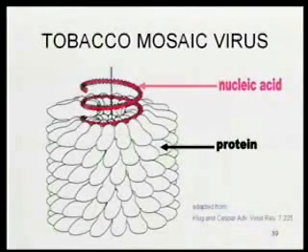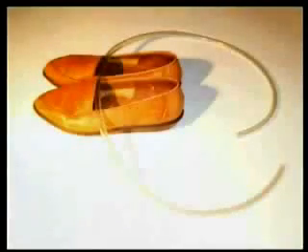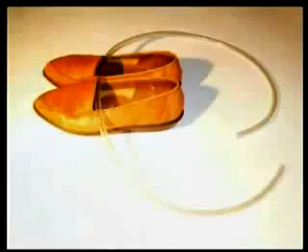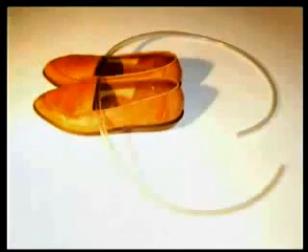And my attempt to show that consists of a pair of shoes and some tubing. So the tubing is the nucleic acid. And what happens here is the nucleic acid is bound by these molecules of capsid protein. So this is known as a nucleocapsid protein. And so to form the nucleocapsid, the protein binds to the nucleic acid.